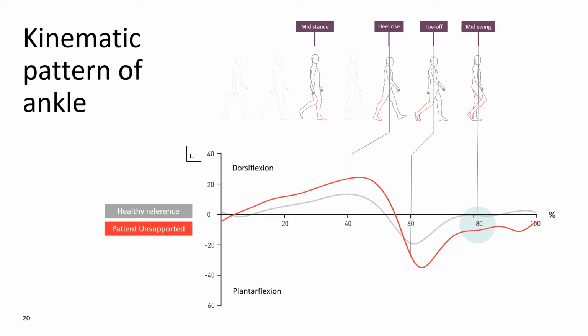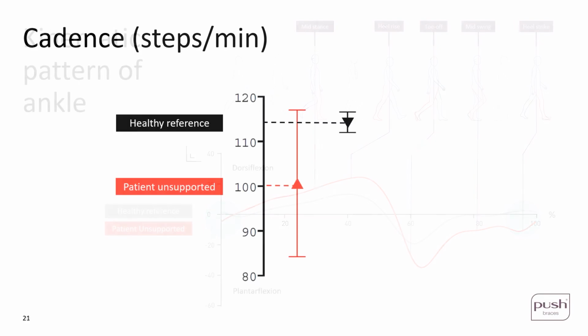The healthy person's foot has meanwhile progressed to a neutral position to be ready for heel strike. The patient is unable to do this and places the foot down in plantar flexion. This causes an audible slap of the foot. Other aspects in the gait pattern are cadence and symmetry.